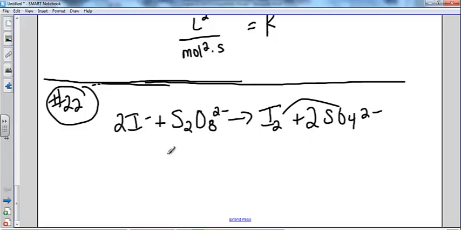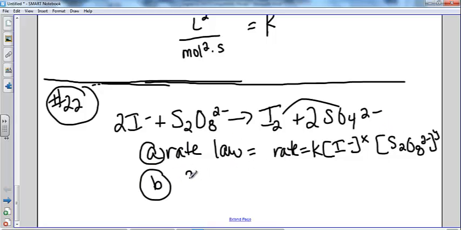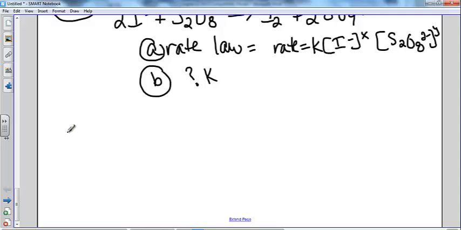And we need to figure out two things. First, we have to determine the rate law. What we're looking for when we determine the rate law, remember the general form, is rate is equal to K, and we're looking for what is X and what is Y based on that data. So the first thing is we're going to find the rate law. Once we determine the rate law, we're going to go back, plug these numbers in, and solve for the K value. All right, so how do we do that?